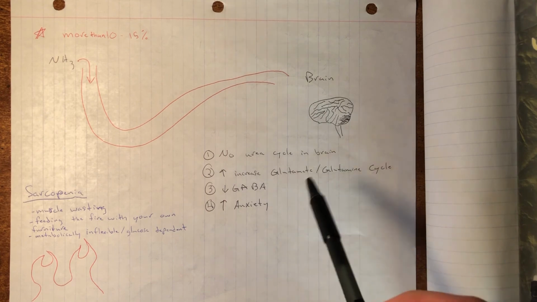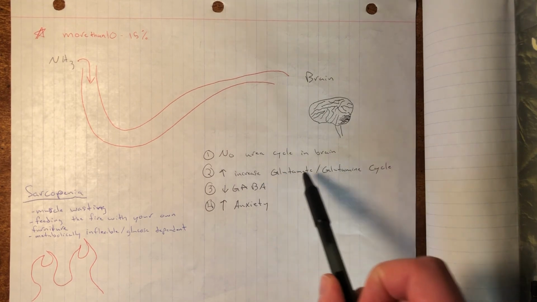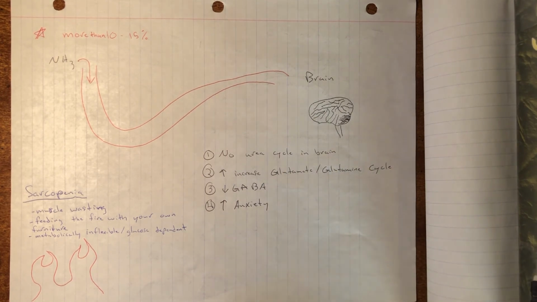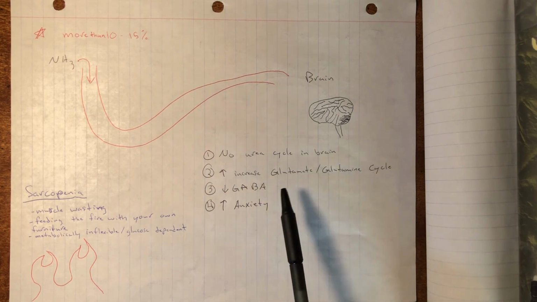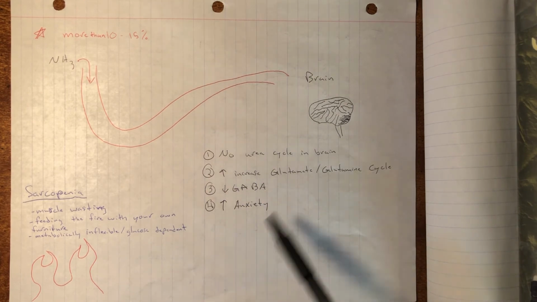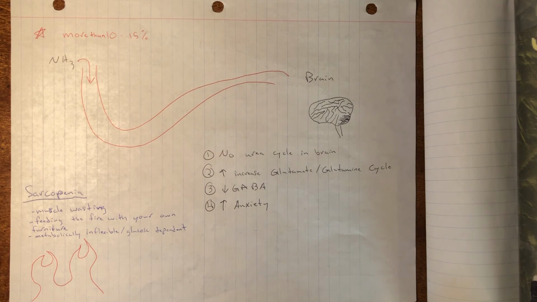Interestingly, an increase in glutamate also represses GABA, which is inhibitory, and glutamate is excitatory, which is going to cause excitotoxicity and an increase in anxiety.